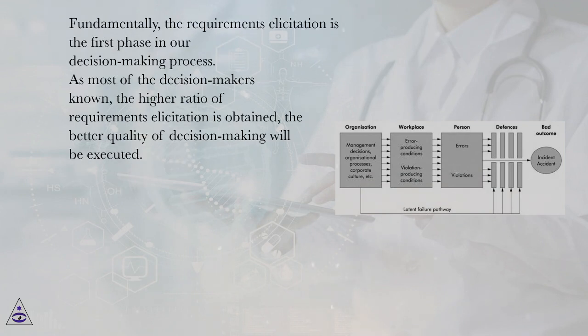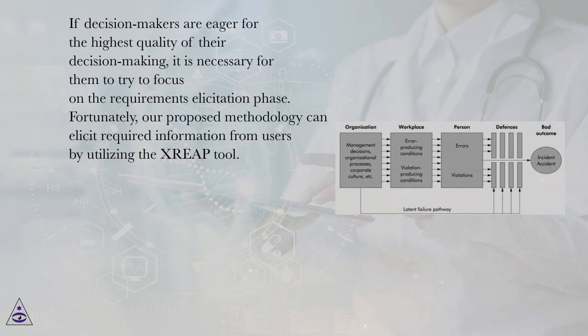Fundamentally, requirements elicitation is the first phase in our decision-making process. As most decision makers know, the higher the ratio of requirements elicitation obtained, the better the quality of decision-making that will be executed. If decision makers are eager for the highest quality of their decision-making, it is necessary for them to focus on the requirements elicitation phase.